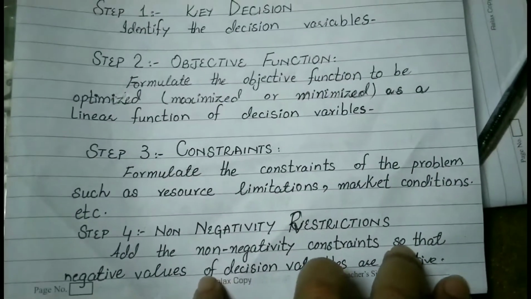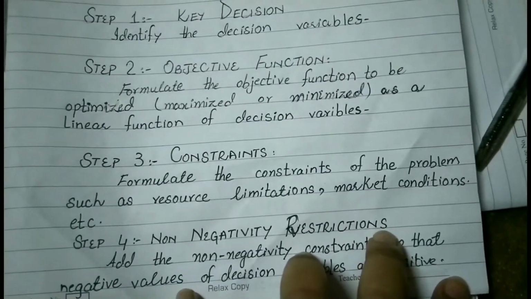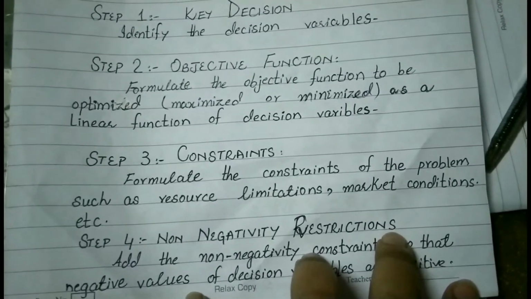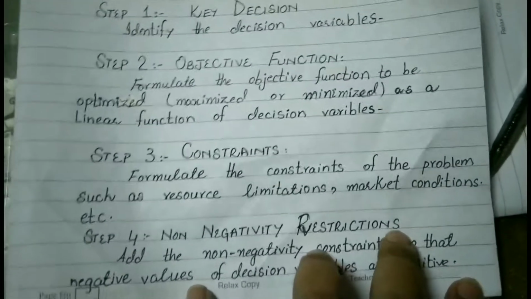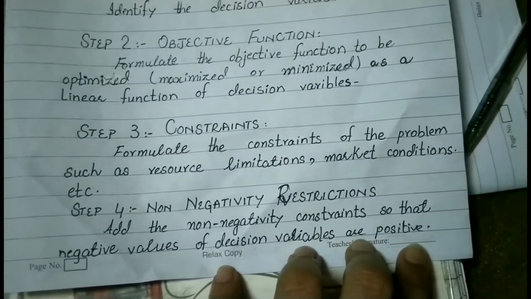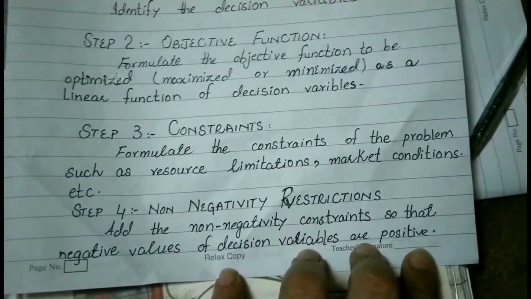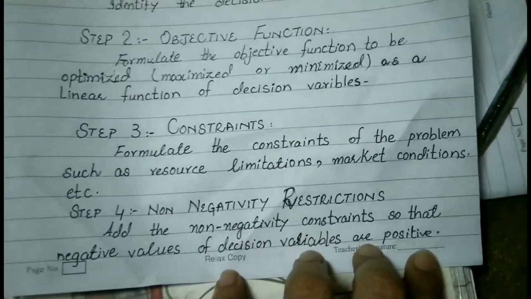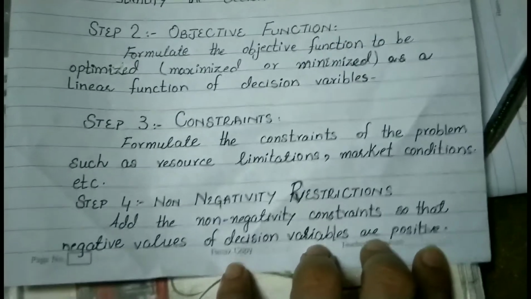The third step is constraints. In constraints, we have to see what restrictions or limitations are given in the question. And step number 4, the last step, we have to add a non-negative constraint, which shows that all our decision variables are positive, meaning non-negative.